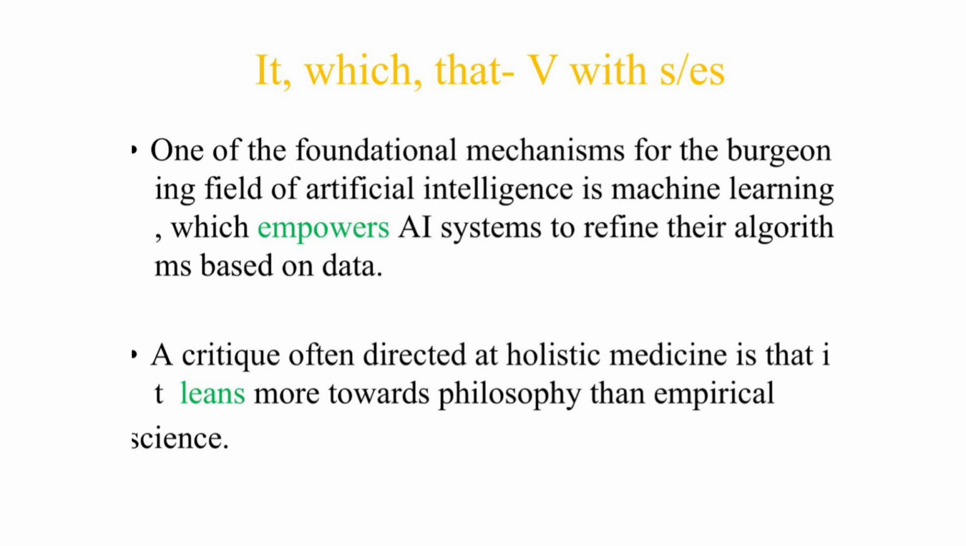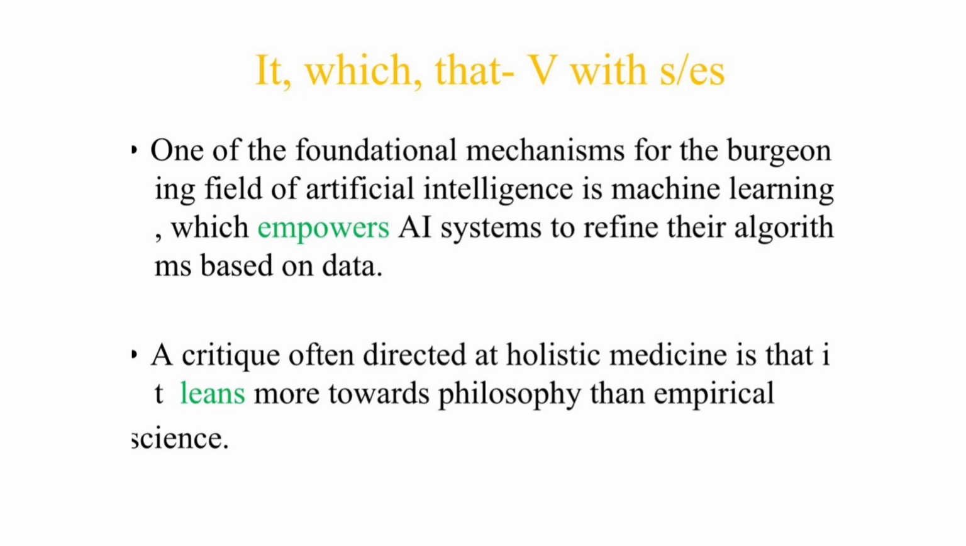person. So after a singular third person, there would be a verb with s or es. Now, let us look at the example. One of the fundamental mechanisms of the burgeoning field of artificial intelligence is machine learning, which empowers, with an s, not "empower". Which empowers AI systems to refine their algorithms based on data.